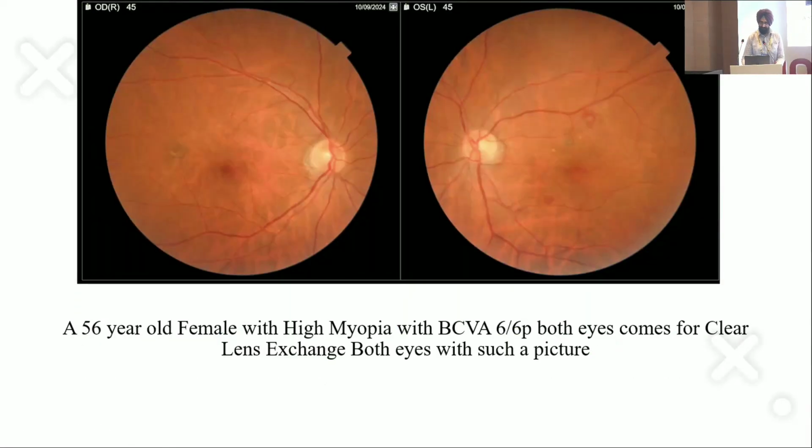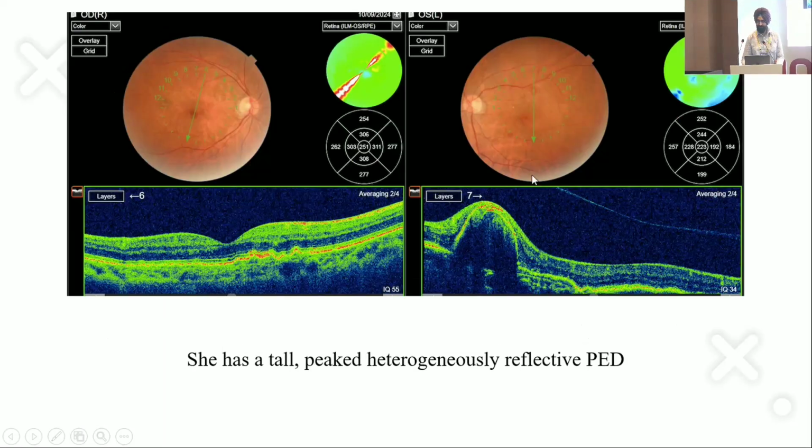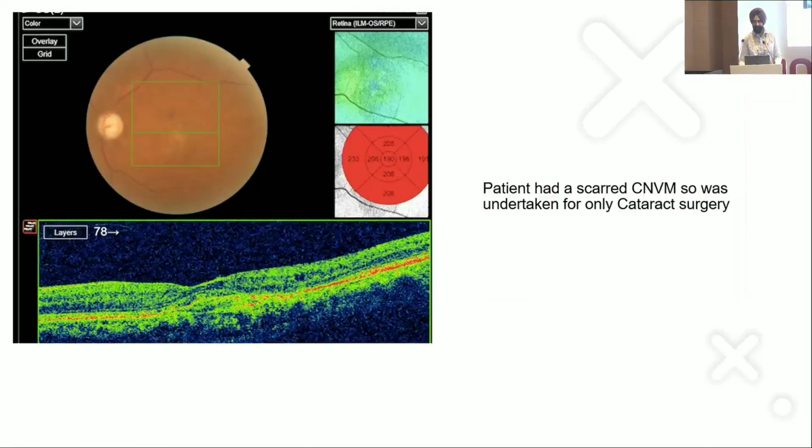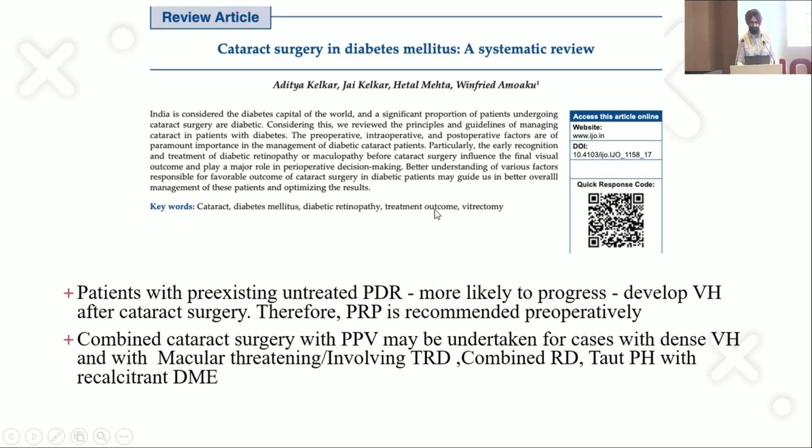Another 56-year-old female, a high myope, came for clear lens extraction. On fundus examination, the left eye showed asymptomatic polyps. She had a tall, peaked, heterogeneously reflective PED. She was advised anti-VEGF followed by cataract surgery. Another patient had a scarred CNVM, so was taken up for cataract surgery after explaining a guarded visual prognosis.